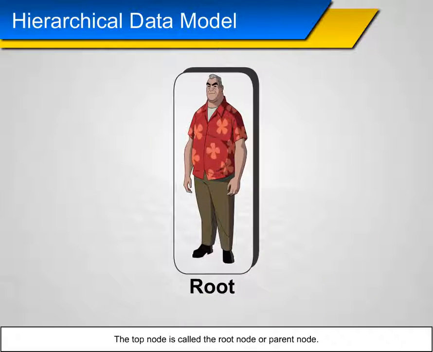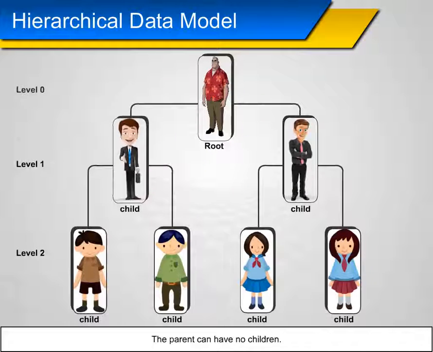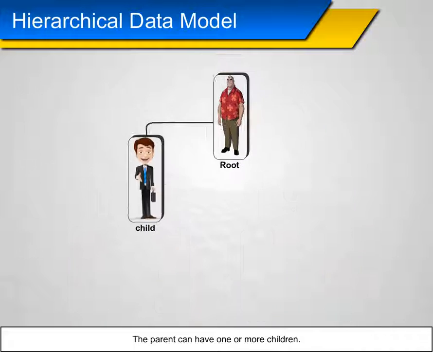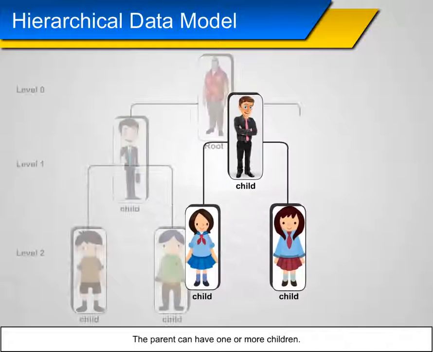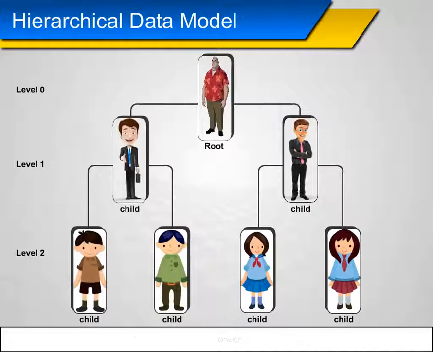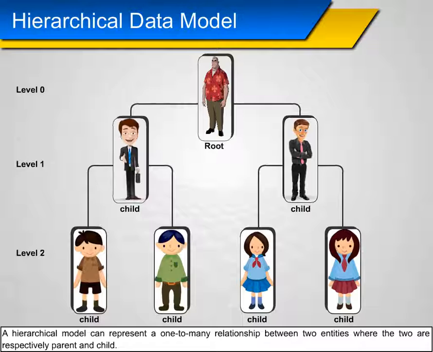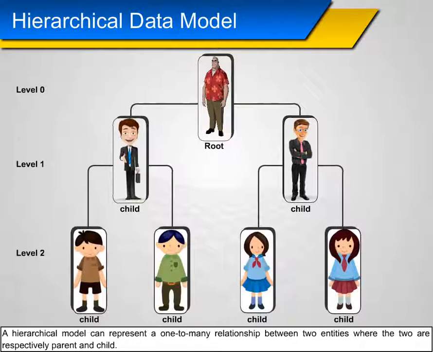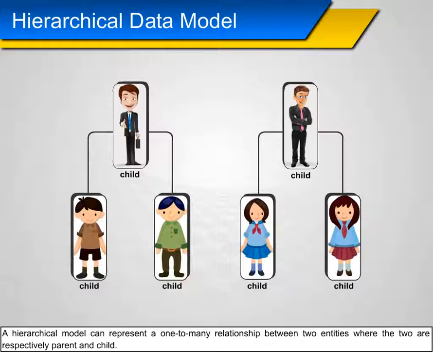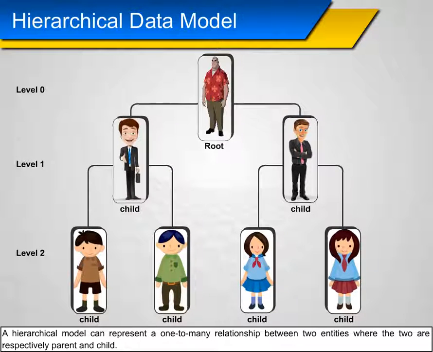The top node is called the root node or parent node. The parent can have no children. The parent can have one or more children. A hierarchical model can represent a one-to-many relationship between two entities where the two are respectively parent and child.